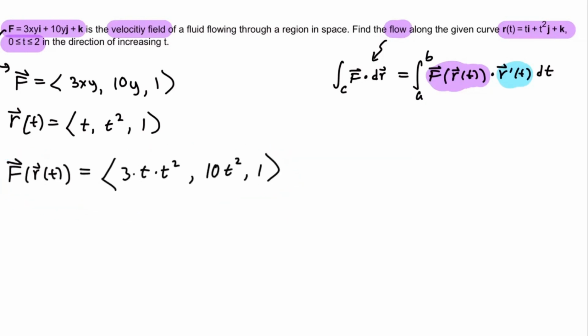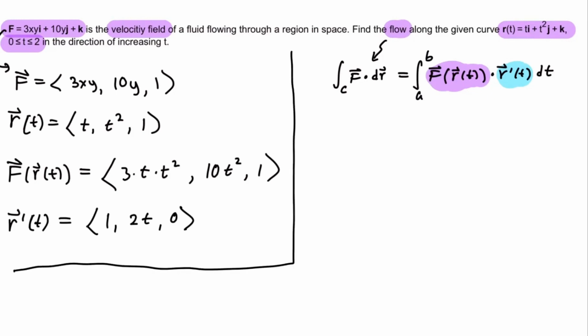Now the next thing you want to find is R prime of t. So find the derivative of this right here. Component-wise, you take the derivative of t, that's 1, of t squared, that's 2t, and the derivative of 1 is 0. All right, now we're ready to do the dot product. Once you have figured out all of these pieces, we're going to look at the integral from a to b. Your limits of integration are right here, from 0 to 2.